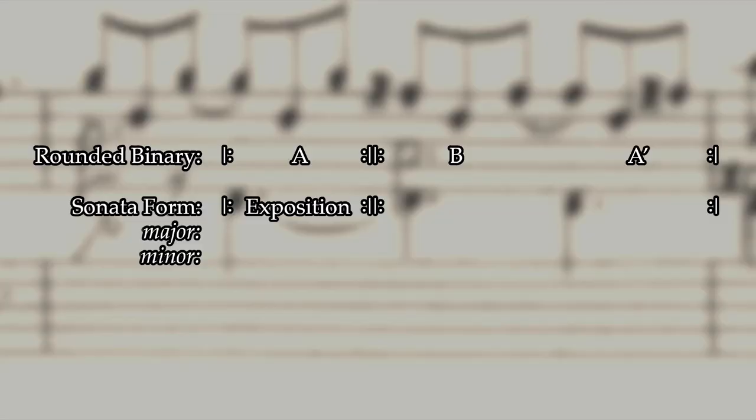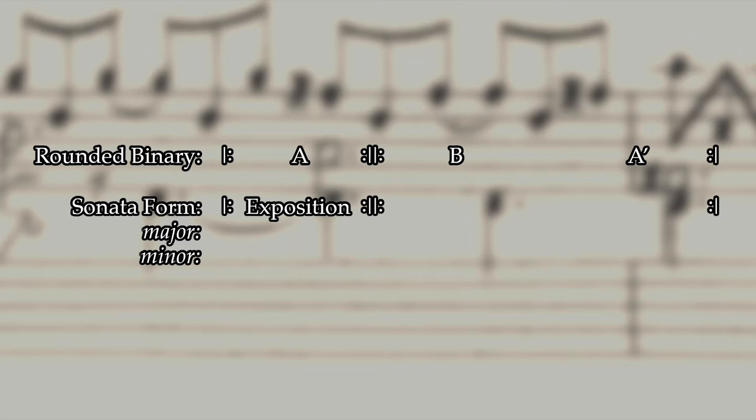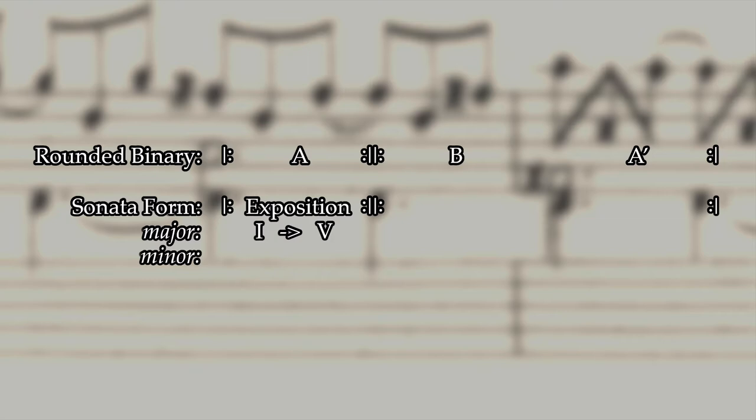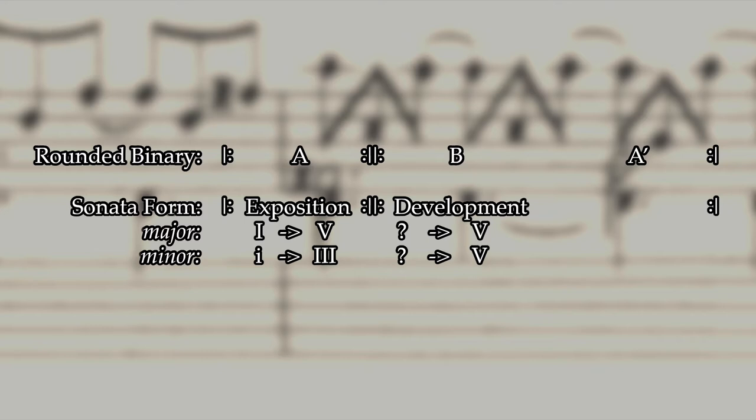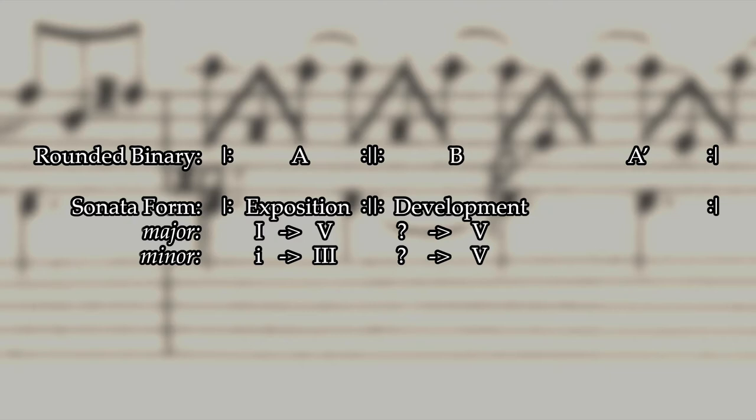The A section became the exposition, which featured two or more contrasting themes in two contrasting key areas. In major, you would begin on 1 and move to 5. In minor, you begin on 1 and move to 3. This is then repeated. The B section became the development, but instead of introducing new material, as had been common in the Baroque, it was now the opportunity to show off what you did with the materials you had previously introduced. A prime became the recapitulation, where the exposition comes back with a twist.